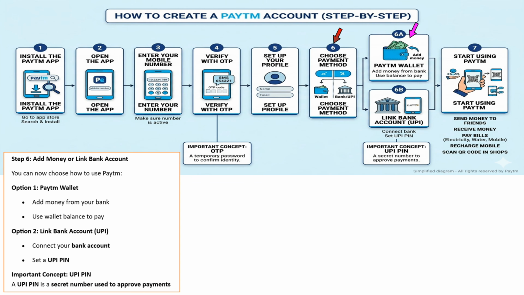Option 1. Paytm wallet. Add money from your bank. Use wallet balance to pay. Option 2. Link bank account using UPI. Connect your bank account. Set a UPI pin. Important concept is UPI pin. UPI pin is a secret number used to approve payments.